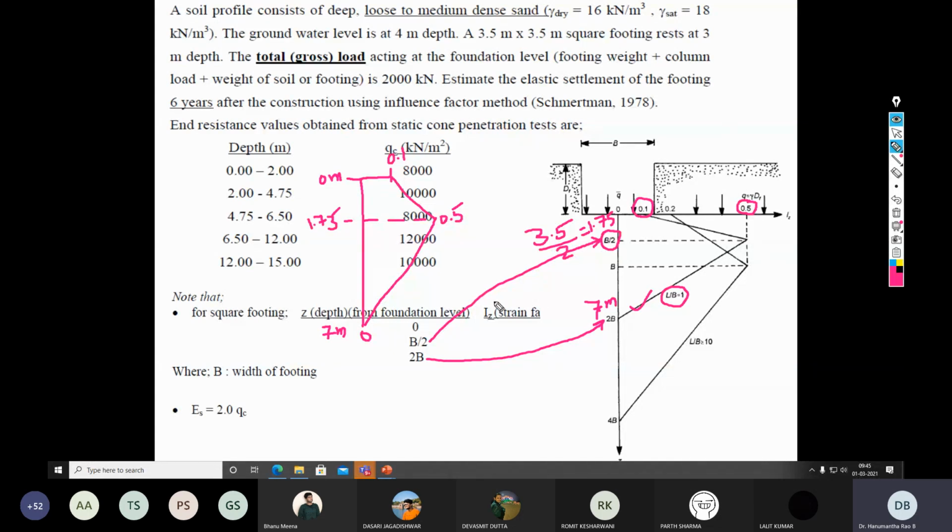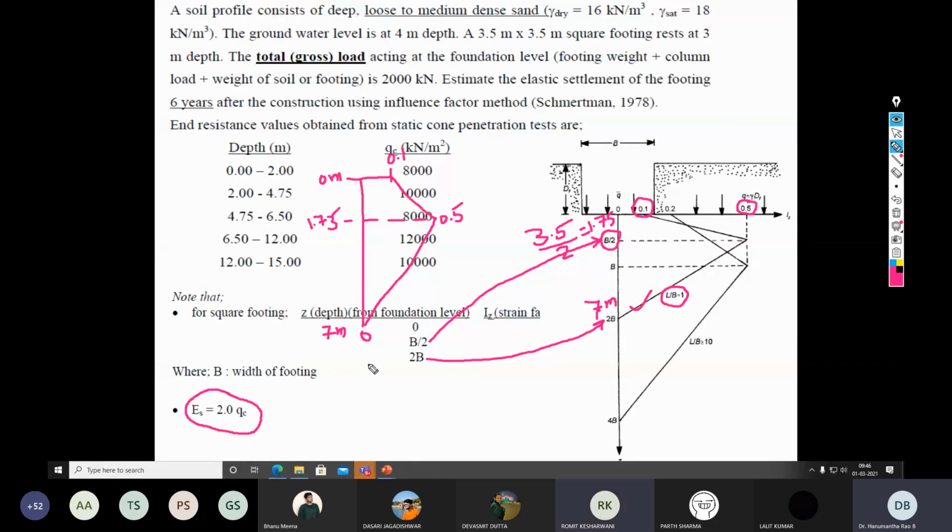Okay, but now if you look at the equation, one particular term included in the equation is the elastic modulus of the soil. That elastic modulus of the soil can be calculated based on the cone penetration values. Therefore, ES can be taken as approximately 2 times QC, where QC is cone penetration resistance. The QC has been given as a function of depth up to 15 meter.